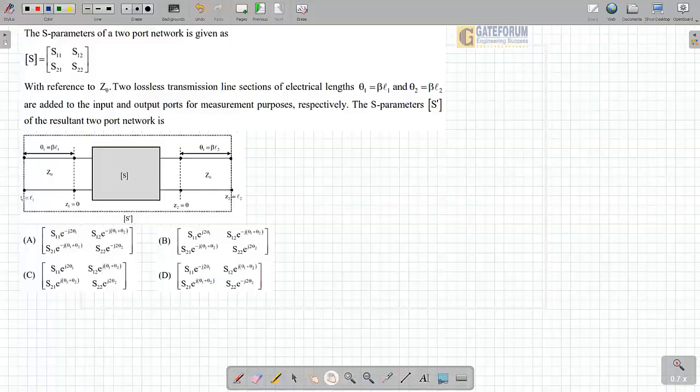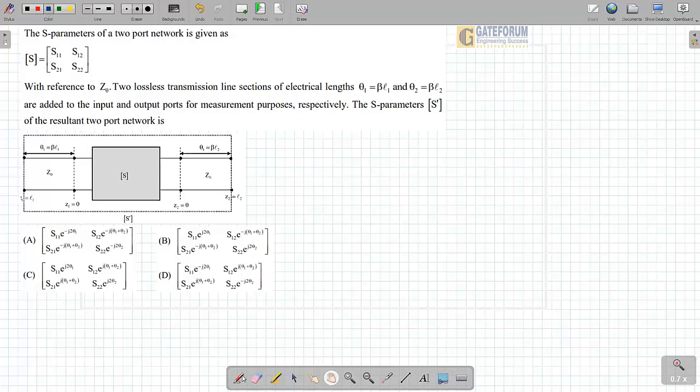Question from electromagnetic theory. This is from the S parameters. In this, a two-port network was there whose S parameters are given already. And if this two-port network has been extended, transmission line sections of electrical lengths are added to the input and output port of the measurement process. The S parameters of the resultant two-port network is what? That we need to find out.